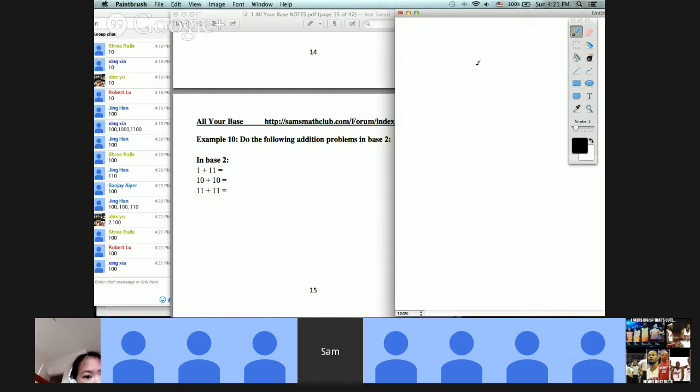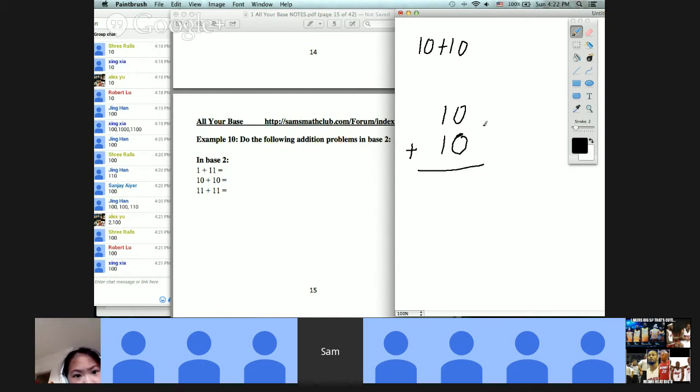Right, nice job. I see most of you have gotten it. Fun fact, base 2 is also called binary, and it's used in a lot of computer coding. So it's computer language. But anyway, we have 10 plus 10. Again, we can write it like this.